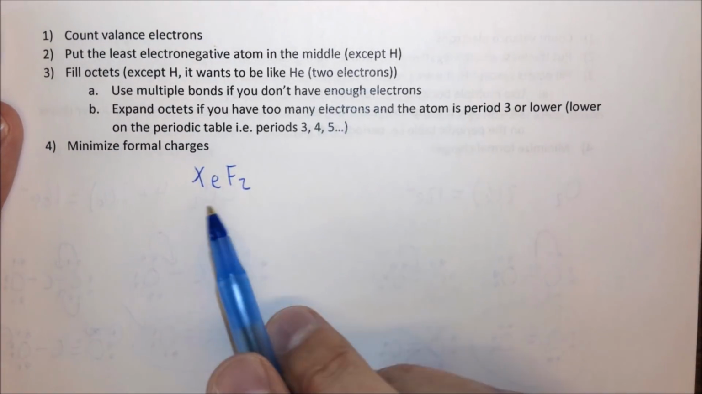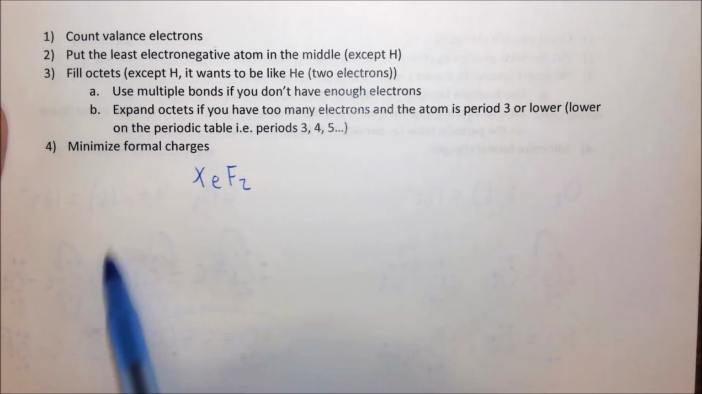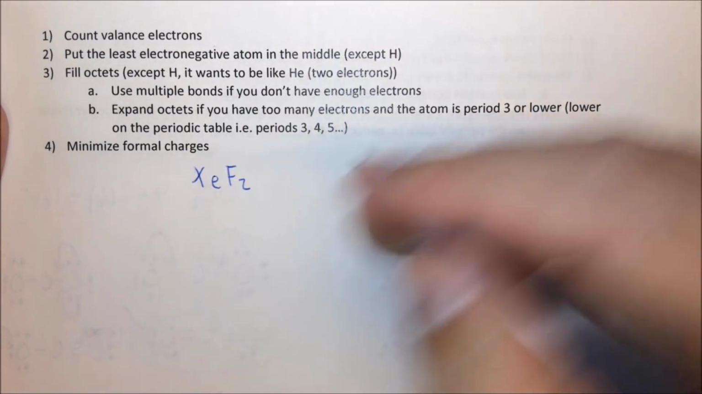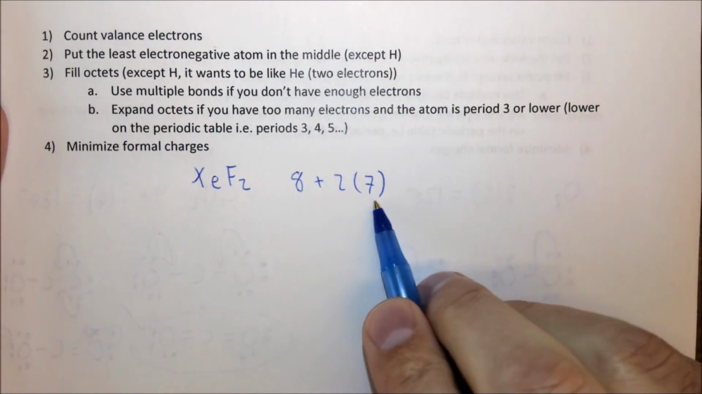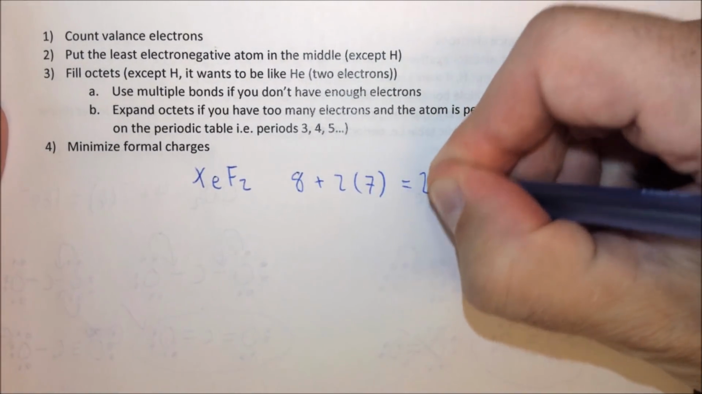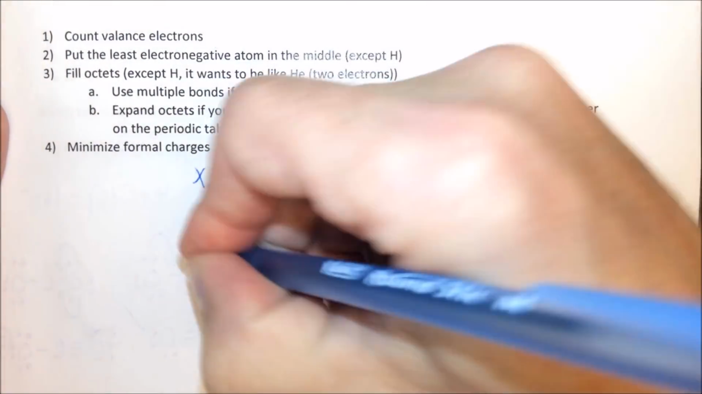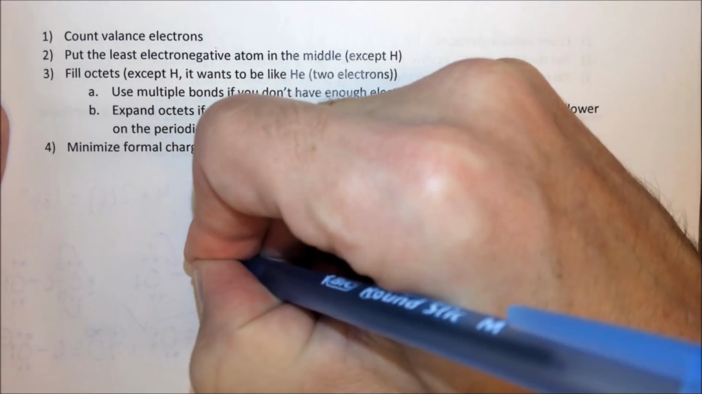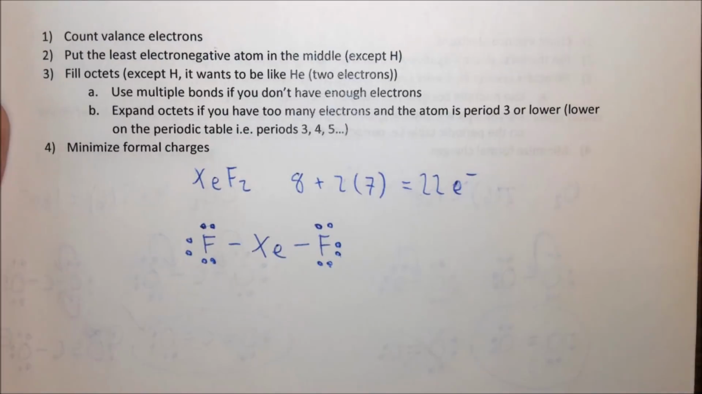Well, let's draw the Lewis structure for it. First step, of course, is counting the valence electrons. So we're always following these 4 rules. These 4 rules will lead us to the best Lewis structure. So we have XeF2. We have 8 plus 2 times 7. That'll be 14 plus 8, which is 22 electrons. We put xenon in the middle. We put fluorine on the outside. And I'm going to fill the octets of both of the fluorines. And the reason I can do this is because it'll allow me to count by 8.